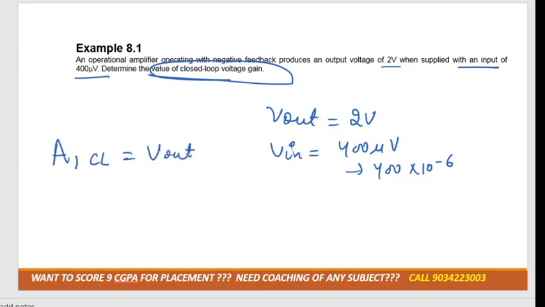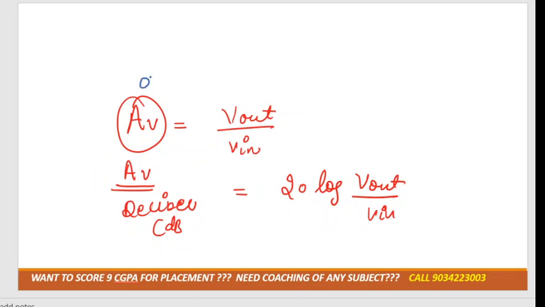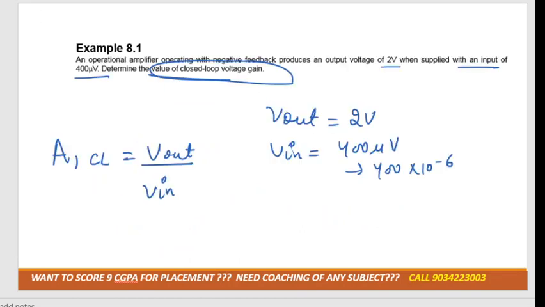The formula for that would also be V out by V in. This one I told you for the open loop, and this is also the same for the closed loop. So if you calculate it, you get 2 divided by 400 into 10 raised to power minus 6, that you will get is 5000.